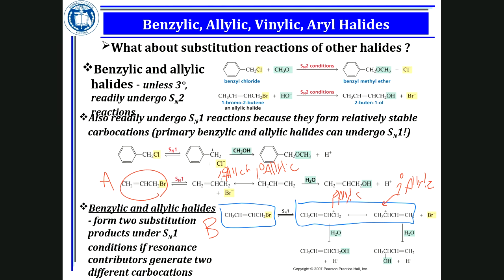Which one is going to be the major product? Which one is more stable? Primary allylic or secondary allylic? Which one would be more stable?